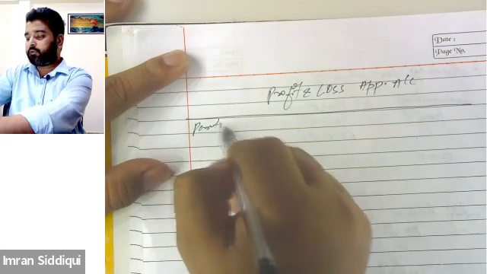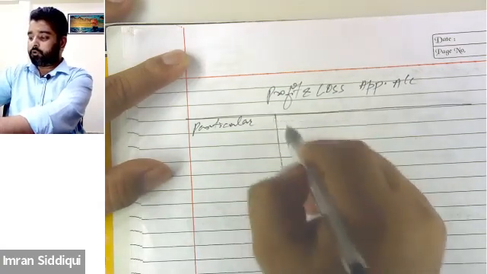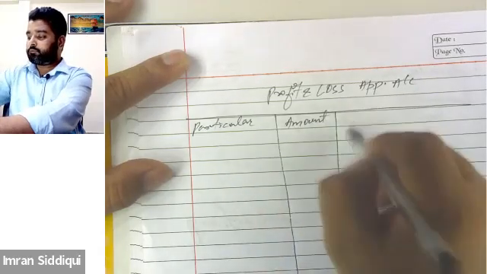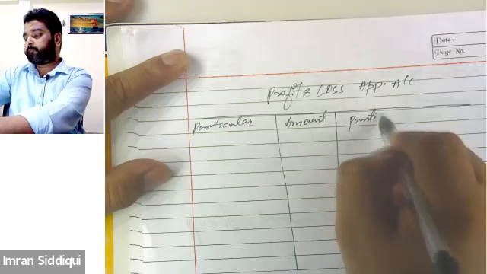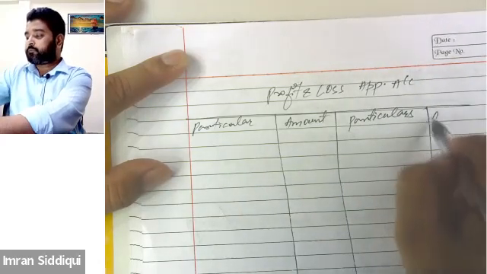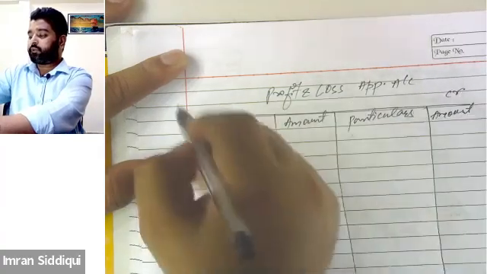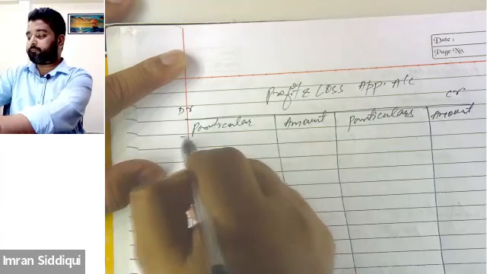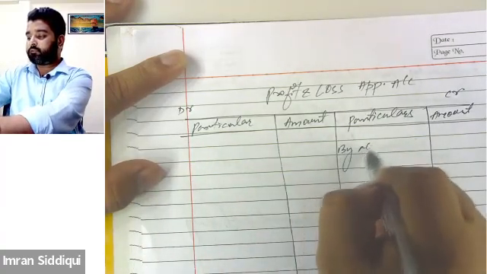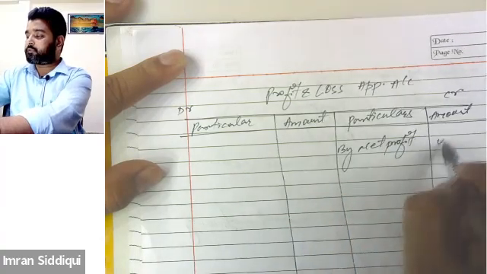Particulars and amount, on the credit side and the debit side. So first of all, by net profit. The net profit of the business is 40,000.